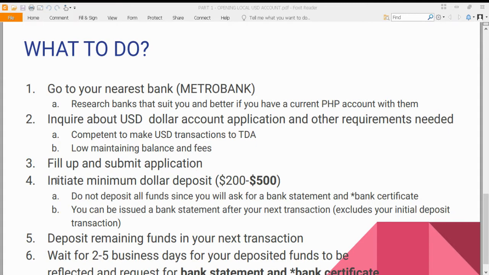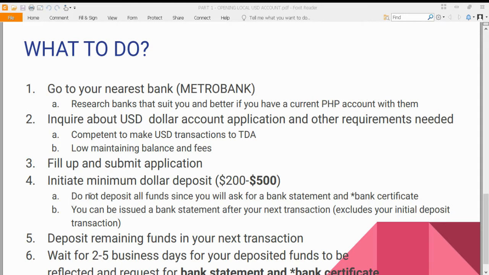And the fourth step is to initiate the minimum dollar deposit. For Metrobank, it is $500. Again, this depends on your bank. If it's $200 to $500, okay? So just some quick notes.